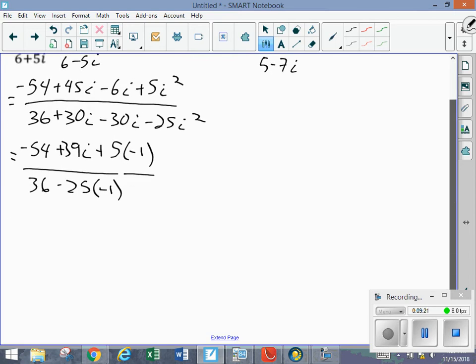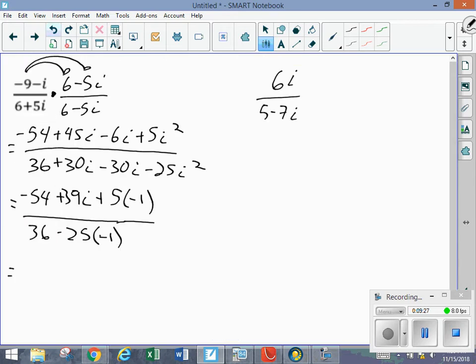Negative 5, right? So this becomes negative 59 plus 39i, all divided by, this becomes positive 25, the negative 25 times negative 1 becomes positive 25, so that's going to be 61. And we're done. We did it.